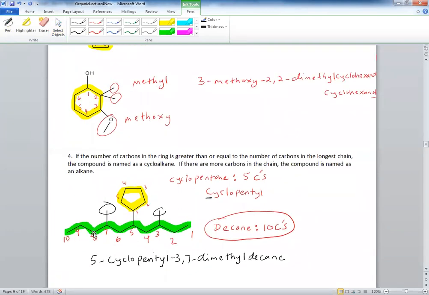So these are the substituents. In terms of rings, they can be substituents, methyls, etc.